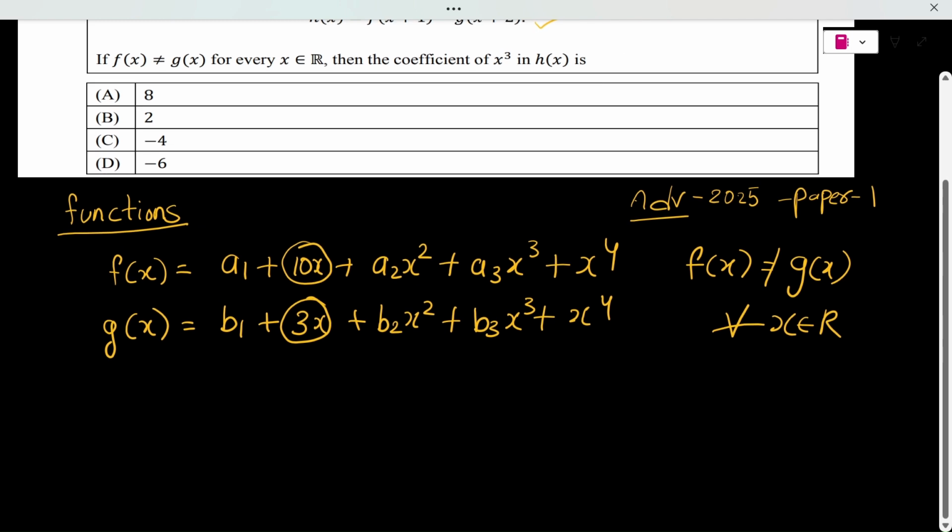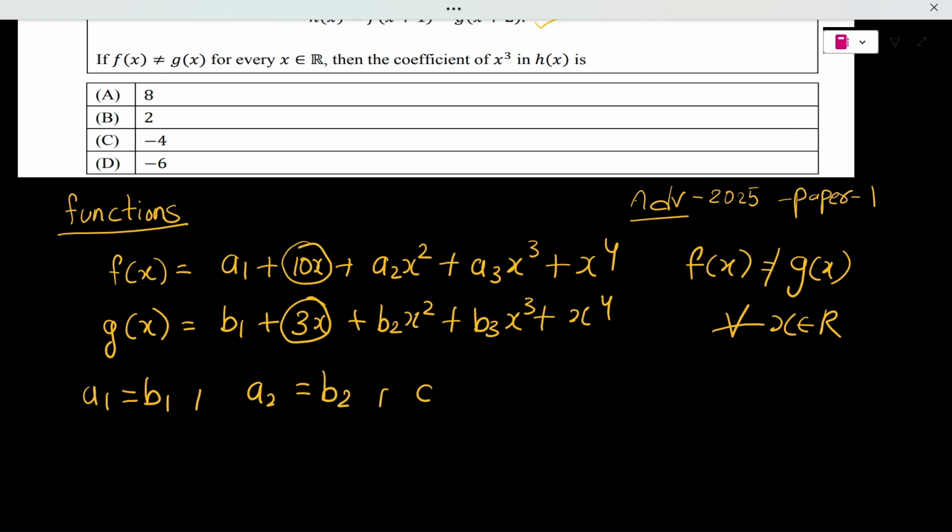So from this I can write a1 equals b1, a2 equals b2, a3 equals b3. The coefficients are the same, but here I have 10x and here 3x, so these two become whole different equations. So the main conditions are a1 = b1, a2 = b2, a3 = b3.